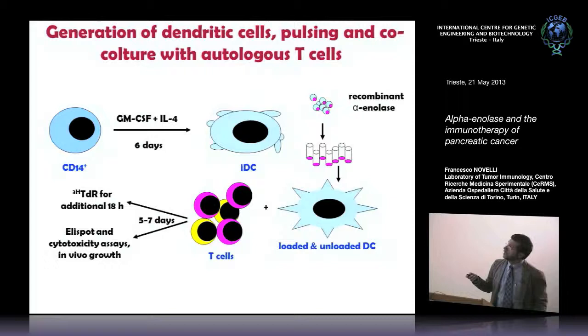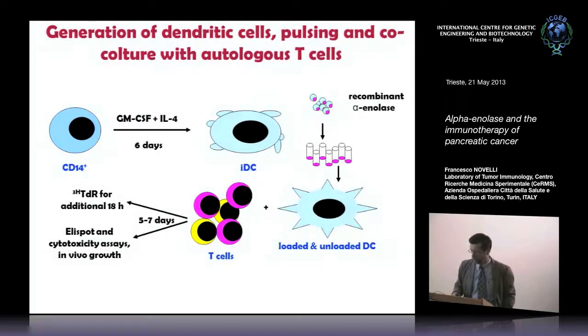And Paola, to confirm the effect of alpha-enolase in inducing T cell response, generated an experiment in which CD14 positive cells from the blood of healthy subjects were induced to differentiate into immature dendritic cells by using GM-CSF and IL-4, and these immature dendritic cells were pulsed with recombinant alpha-enolase and pushed to differentiate into mature dendritic cells. Those dendritic cells pulsed with recombinant alpha-enolase were co-cultured with autologous T cells for 5 to 7 days in order to generate a proliferative response or cytotoxic cells.